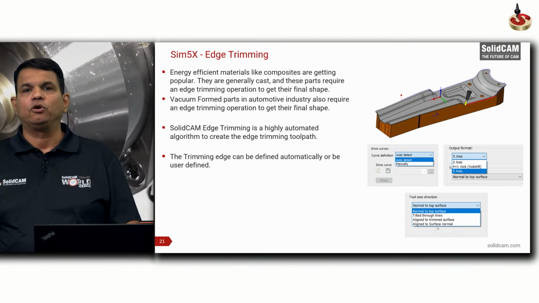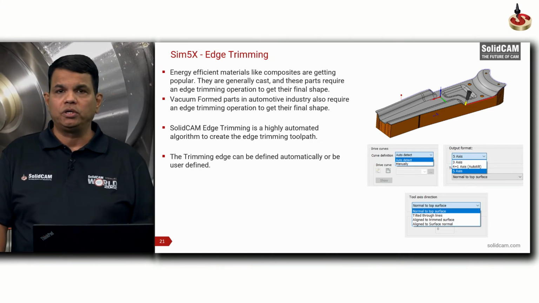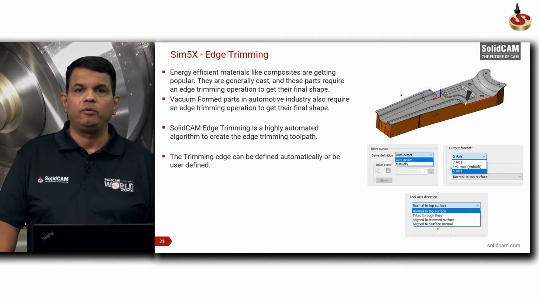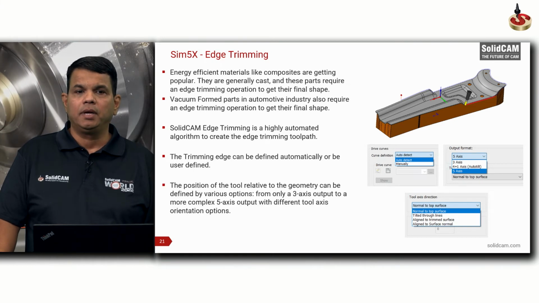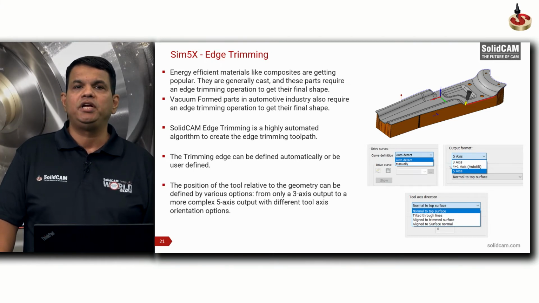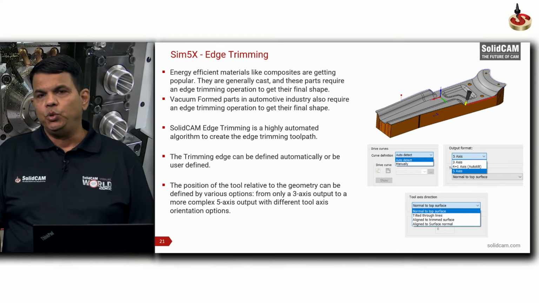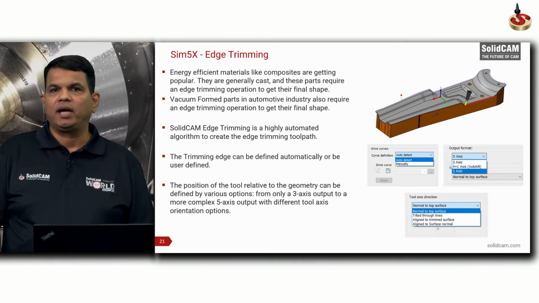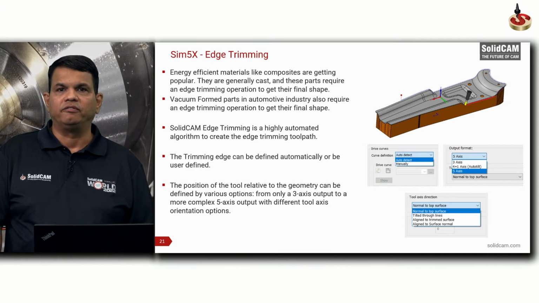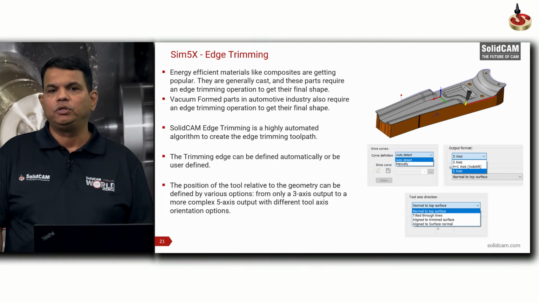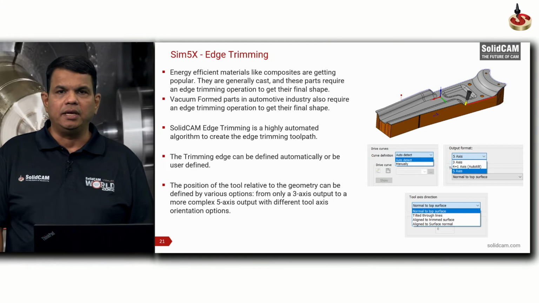It's a very powerful and highly automated engine for creating the edge trimming toolpath. The trimming edge is automatically defined, or the user has the possibility to pick the trimming edges manually. And the position of the tool is relative to the geometry and can be defined by various options. So you get the output from a simple 3-axis output to the most complex 5-axis output with different tool axis orientation in edge trimming.